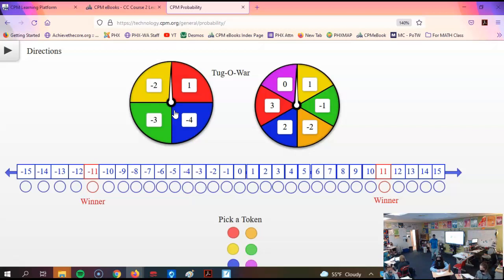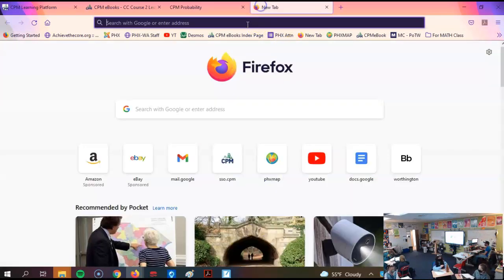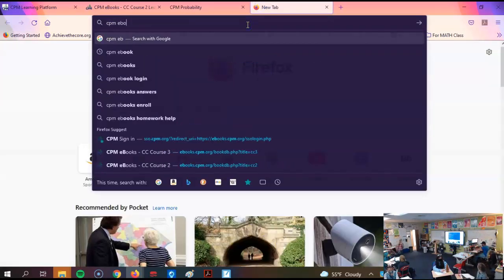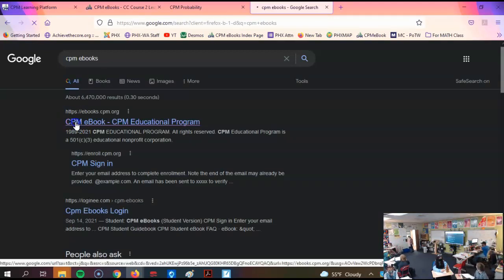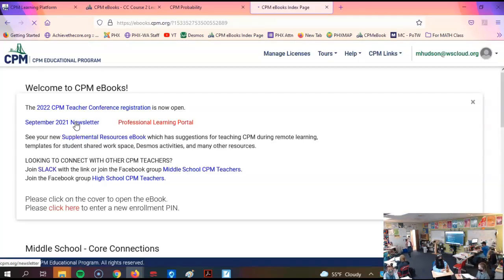And then, yeah, I don't know why I see people on Schoology. That's a little confusing. You can get to the ebook through the Worthington apps, but honestly, if you just Google CPM ebooks, it's right there. You don't actually want to just go to cpm.org because you need to go to the ebook specifically. Google cpm.org takes you to their website, not straight to the ebook website.